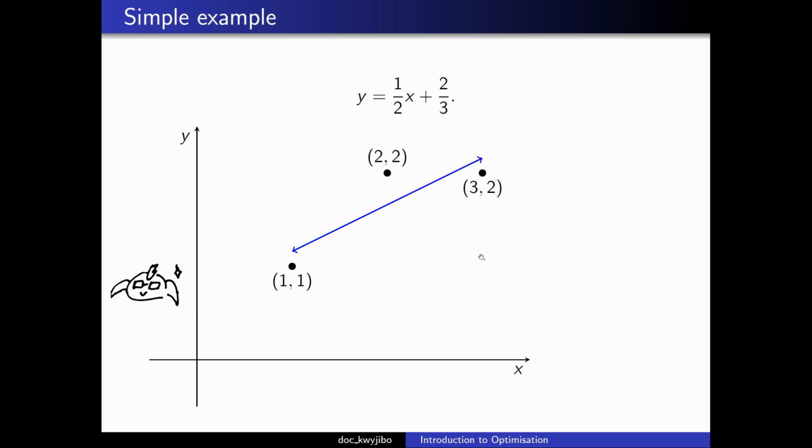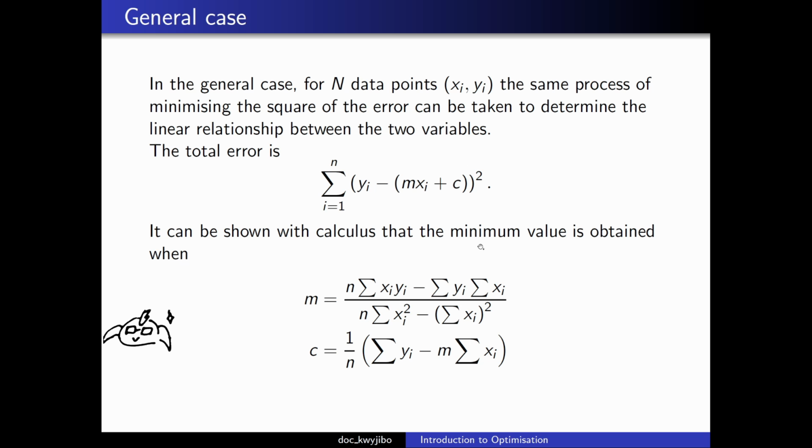And that process that we've just done for 3 points generalizes to any number of points. So if we have n data points, the process for minimizing the square of the error is exactly the same. So we work out the error from each data point, the y minus m times x plus c, we square it, and then this sigma means sum them all up, starting from i equals 1, going up to n.